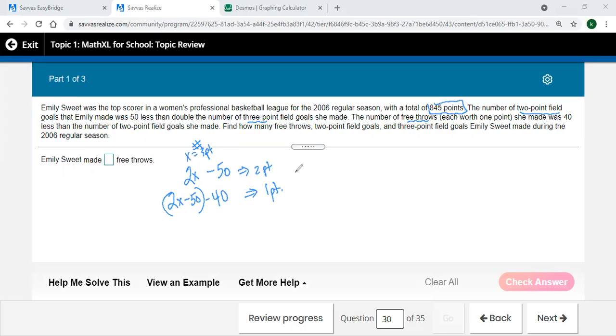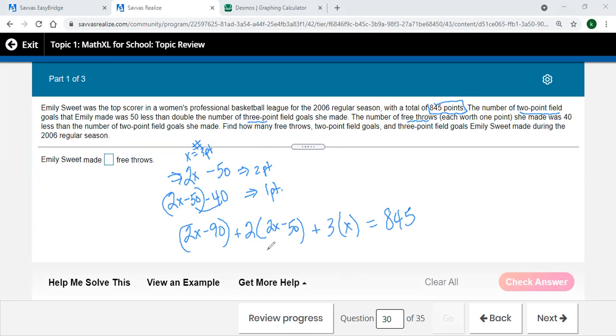And so then for the number of points that were scored, we would take the 1-pointers, which, if you combine these two, is 2x minus 90. And then add on the 2-pointers, so 2 times the 2x minus 50, because these are the number of them. And then we're going to have an equation for the total points she scored. And then 3 times x, and it equaled the total number of points, 845, that we had up there.